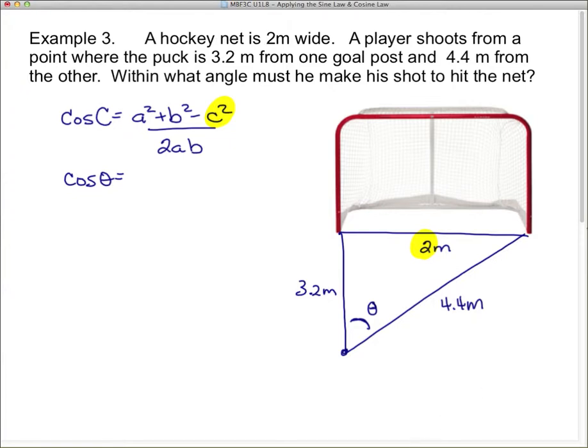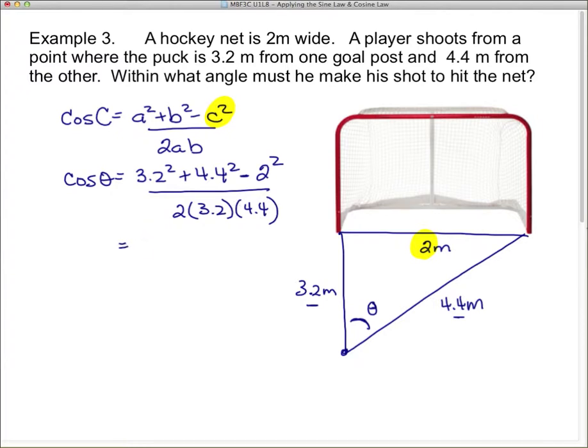And the A and the B, it does not matter which order they go in. I can decide that this is A and this is B or vice versa. It does not matter one bit. So I'm just going to go 3.2 squared plus 4.4 squared. This part matters though. This c squared has to be the side across from the angle. Minus 2 squared over 2 times A, 3.2, times B, 4.4.